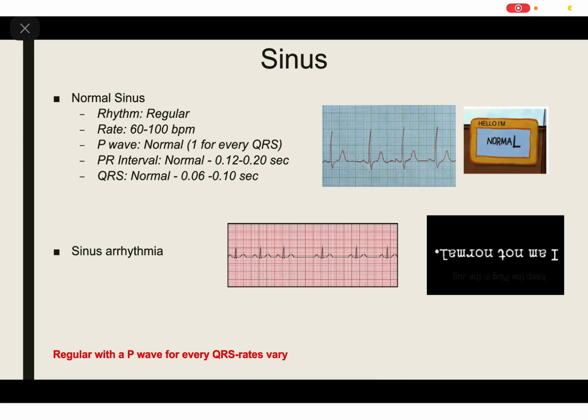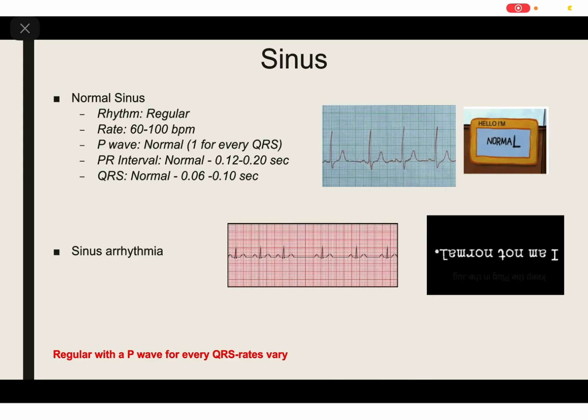All right, so now we have our sinus rhythms. So we have normal sinus rhythm right here up on the right. Nice P waves, QRSs, rates between 60 to 100. P wave is normal, 1 for every QRS complex. P to R is good, QRS is good.